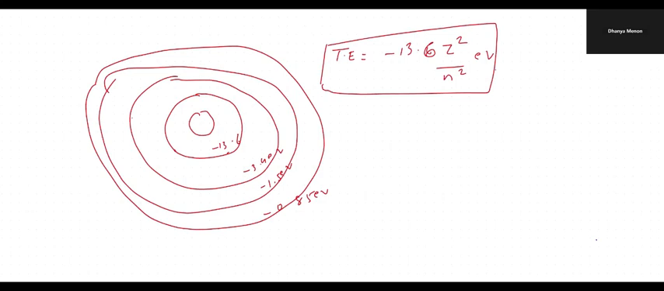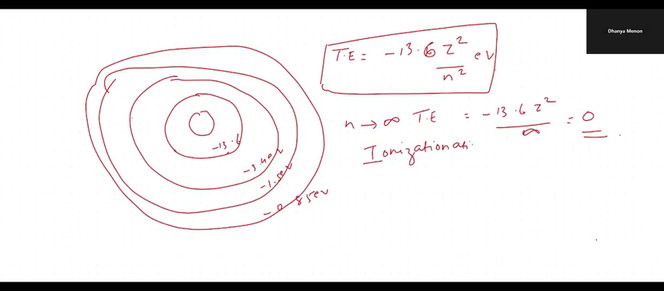So if the electron is moving very, very far away, maybe N tends to infinity, let's calculate the total energy. It will be minus 13.6 Z square by infinity. Anything divided by infinity will give you 0. So the total energy is 0. That means this electron is free from the nucleus. That means it has become free and ionization has taken place. Ionization has taken place.